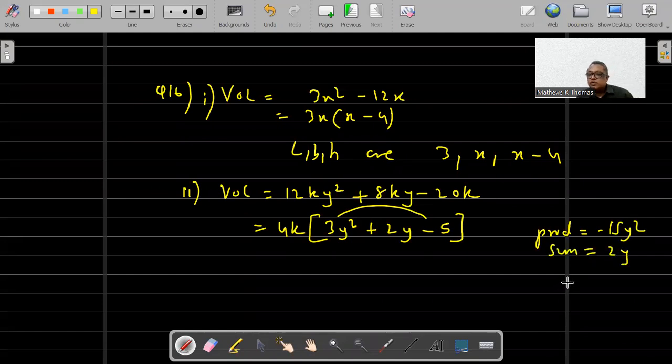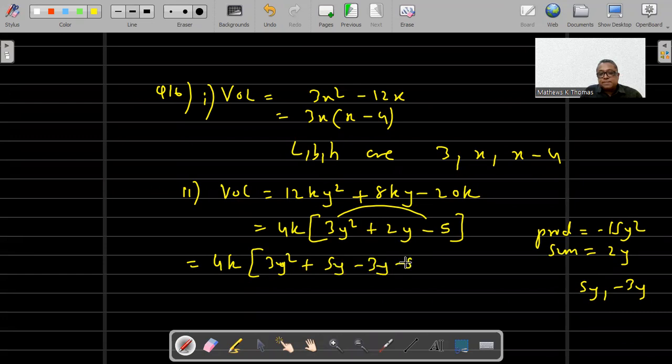So my factors will be 5 and 3. 5 times 3 is 15, right? 5y minus 3y. 5 minus 3 is also positive 2. So 4k, let it remain as it is. Here, I'm going to solve this. 3y square, let it be as it is. This, I'm going to split as 5y minus 3y. So 4k outside the bracket, here I'm going to take 3y common. No, only y will be common. Y will be common. So what is left in the bracket will be 3y plus 5.